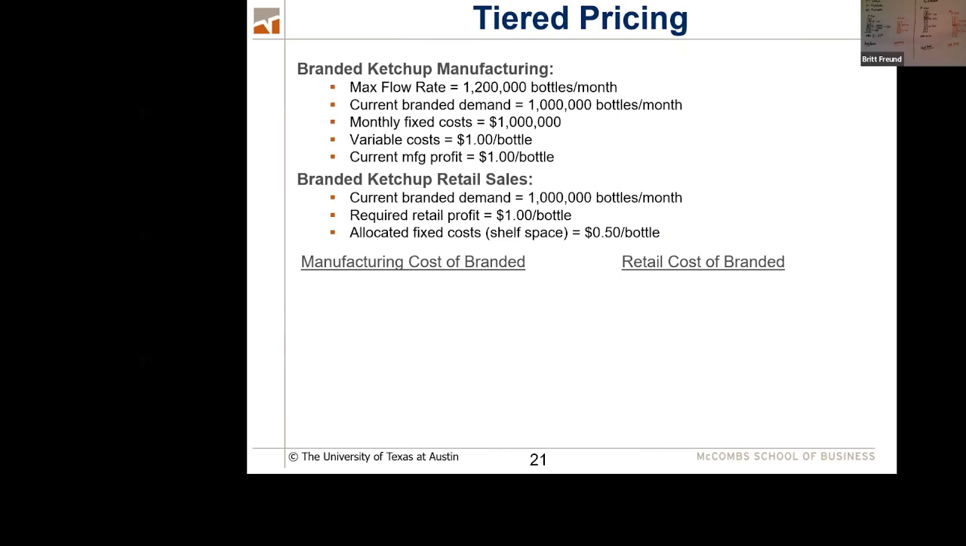Okay, so HEB is happy because now they have tiered pricing. When their customer walks through the store, they can pay $4.50 for the branded Hunt's ketchup, or they can pay $3.50 for the cheaper HEB brand.